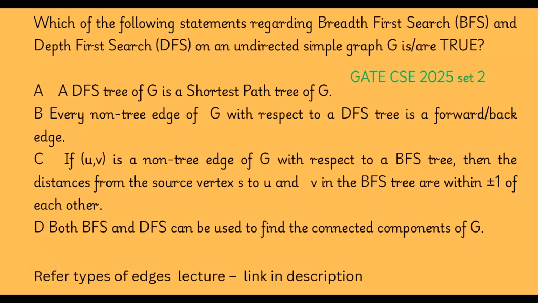Option C: if UV is a non-tree edge of G with respect to a BFS tree, then the distances from the source vertex S to U and V in the BFS tree are within plus or minus 1 of each other. I will explain this concept with a simple example.